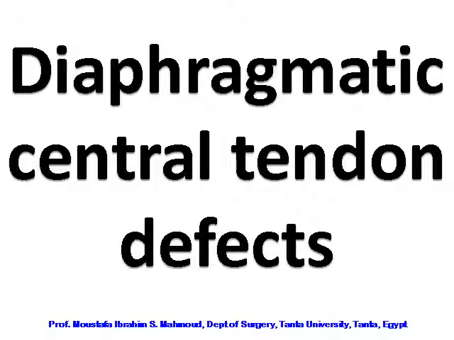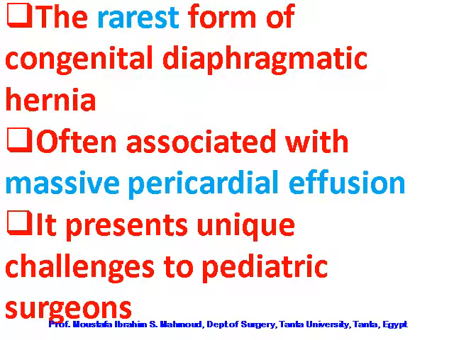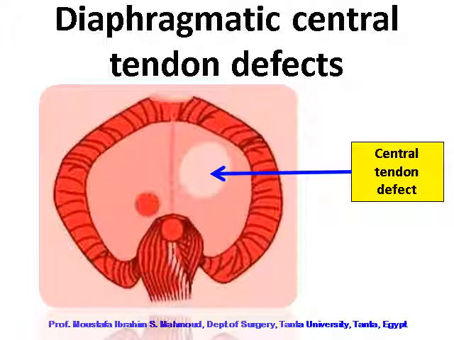Diaphragmatic central tendon defects. The rarest form of congenital diaphragmatic hernia, often associated with massive pericardial effusion. It presents unique challenges to the pediatric surgeons. Diaphragmatic central tendon defects, central tendon defect present.